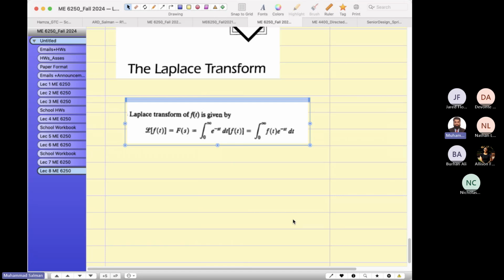All right, so let's go over to this formula. This formula is here. I want to share with you the Laplace inverse. How do you take the Laplace inverse? Let me show you.